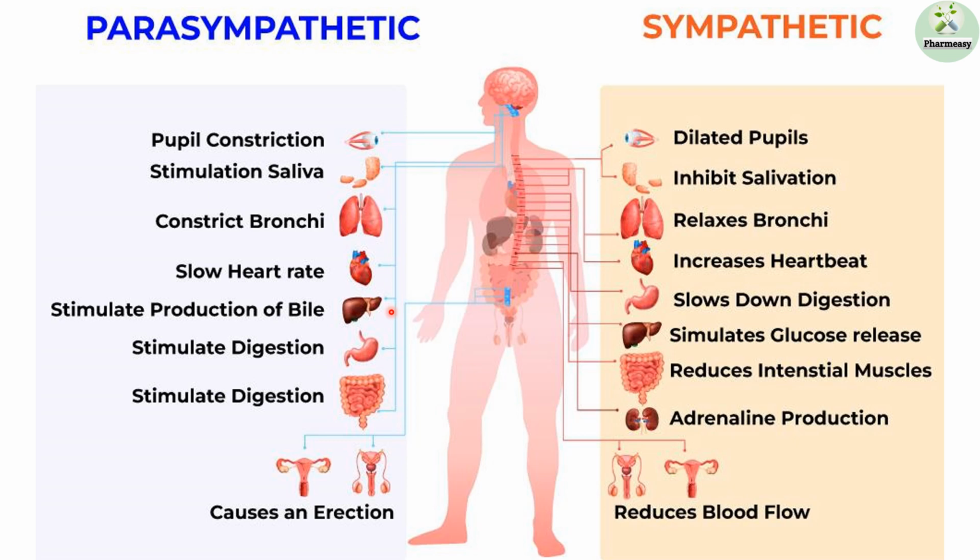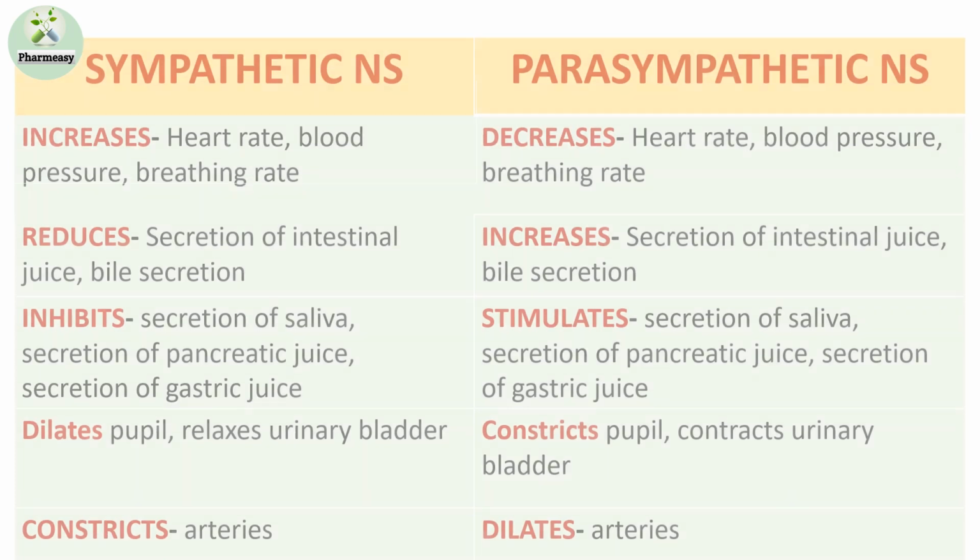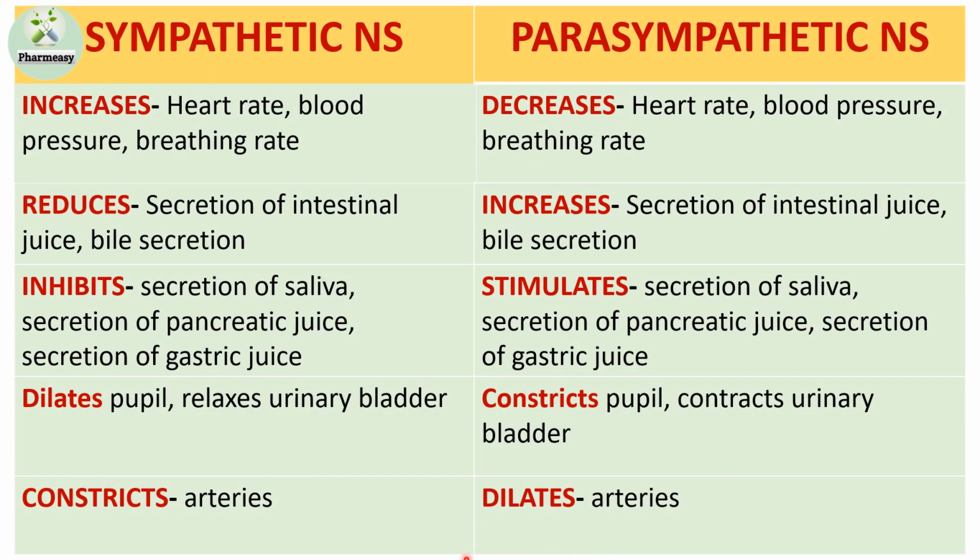It stimulates the production of bile, and in this, digestion or metabolism slows down. It stimulates digestion of food in stomach as well as in small intestine, and it stimulates glucose release and adrenaline production is increased. It causes erection of sex organs and it reduces the blood flow. Now, this is a similar difference, but I have tried to make it easier and simpler.